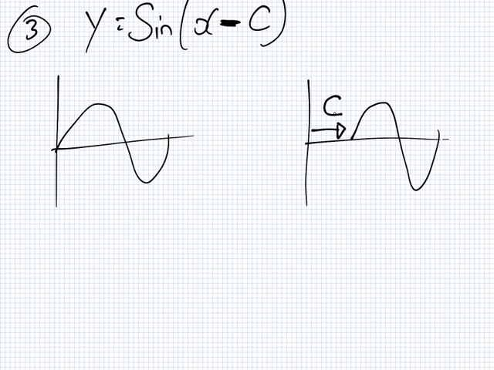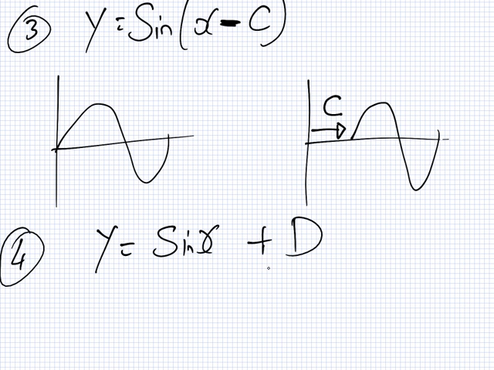Okay, you have this? Did you write this down? Yes. Okay, 4. Last of the possibilities is sine x plus d at the end here. Moves the d units up. So if the graph is like this, starting at 0, for example, it just gets moved up d units.